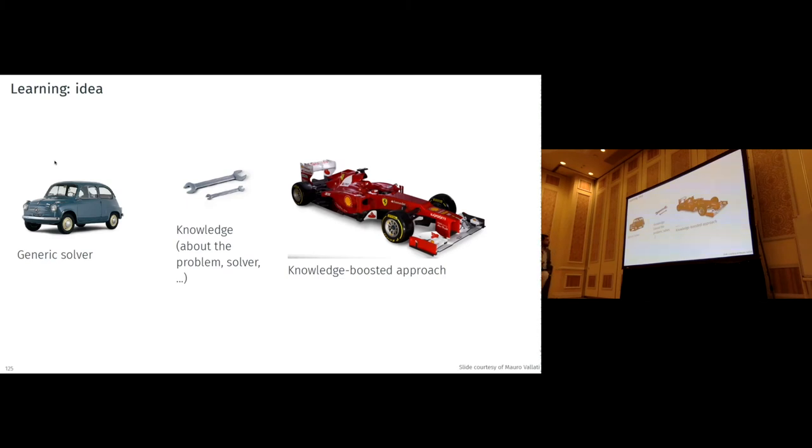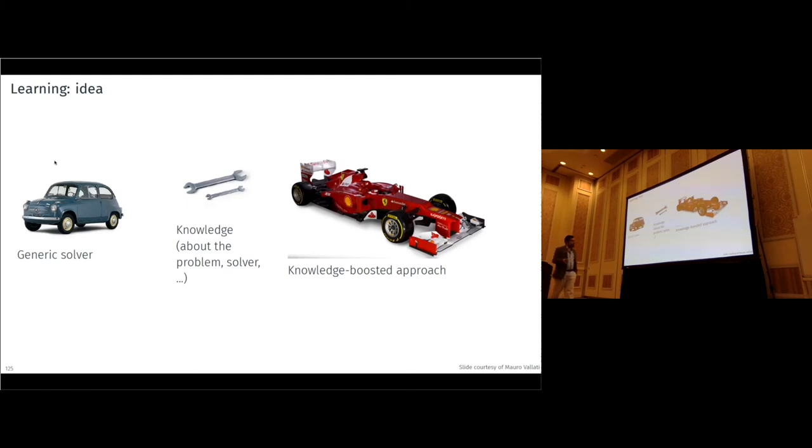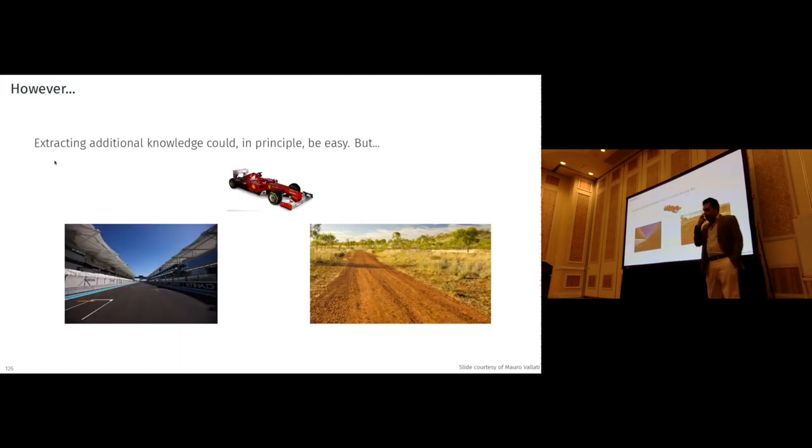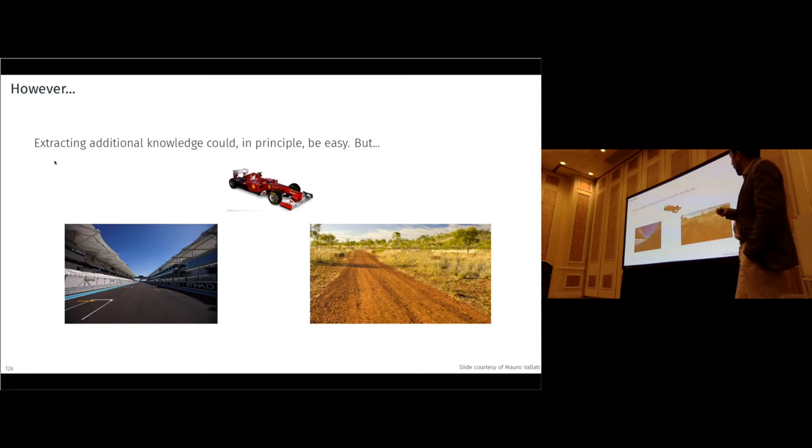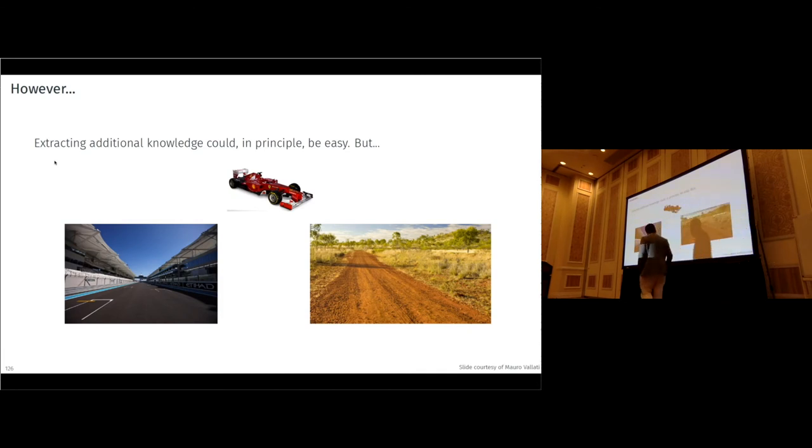So the idea is, in essence, we have a generic solver. We apply some sort of knowledge about the problem, about the possible solutions that we can have there for addressing this problem. And the idea is that we get a knowledge boost approach down the line. Now, that works fine in theory, but in practice, it's like having a car that is perfectly working here, but what happens if you are running something like this? Today we learned that the winner of the argumentation competition of this year works very well, for instance, on most of the problems that the other solvers also managed to solve, just a little faster. But it does not help in really hard problems.